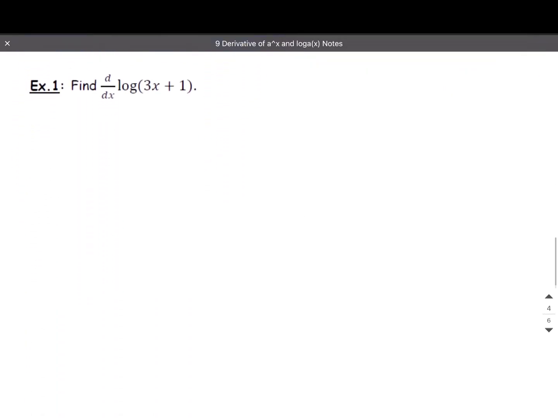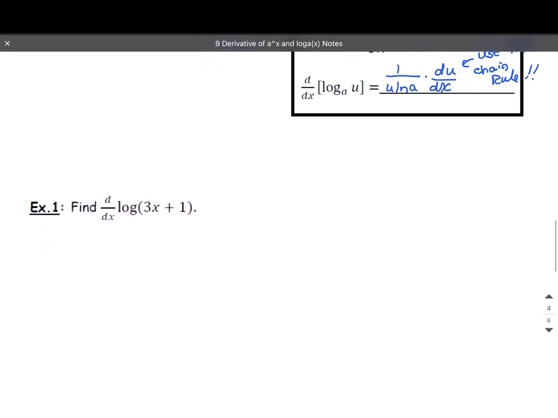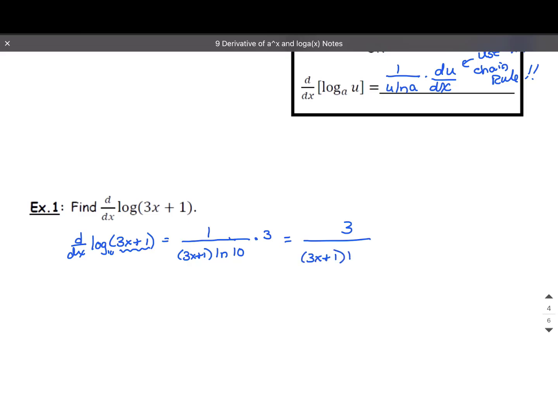So if we have something like this, if we follow the rule that's here, then the derivative with respect to x of the log of 3x plus 1 is going to be 1 over 3x plus 1 times the natural log of 10, because the base on a log with no base written is 10, times the derivative of the inside, the derivative of 3x plus 1 is 3. Just neaten it up a little bit. And now we have our answer.